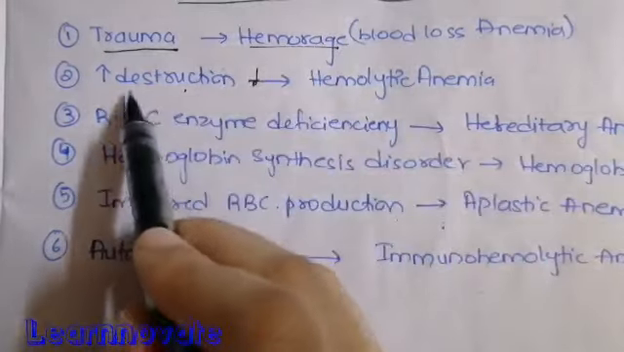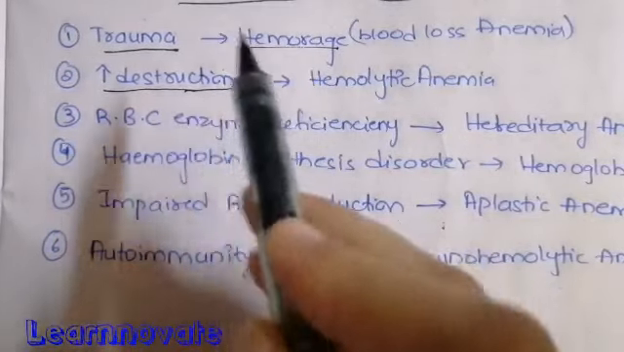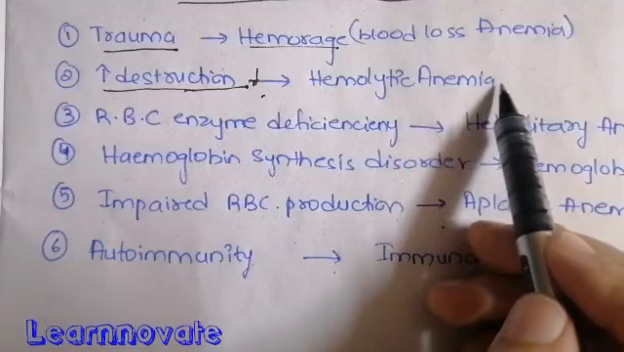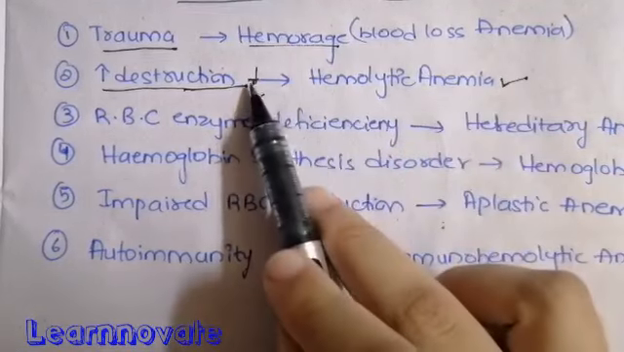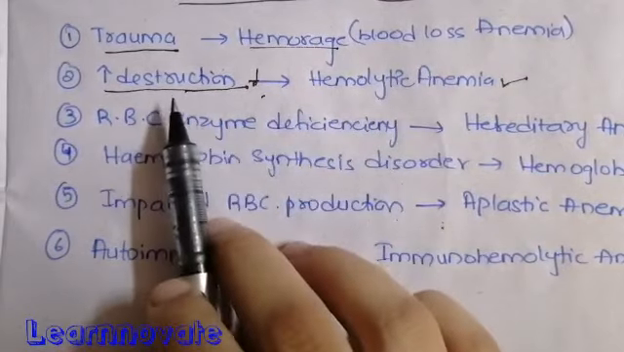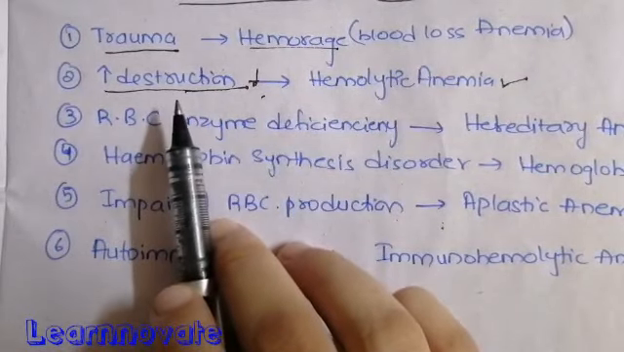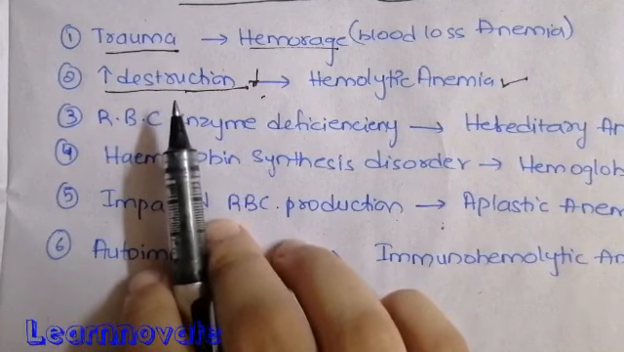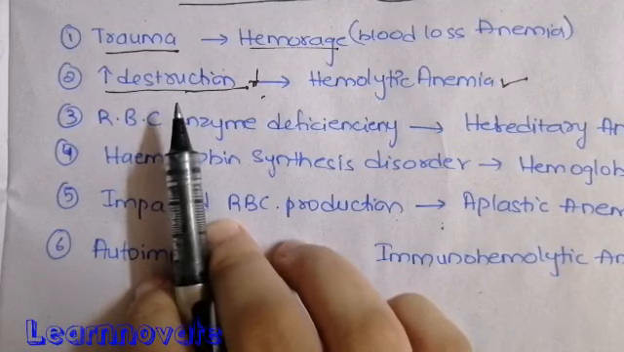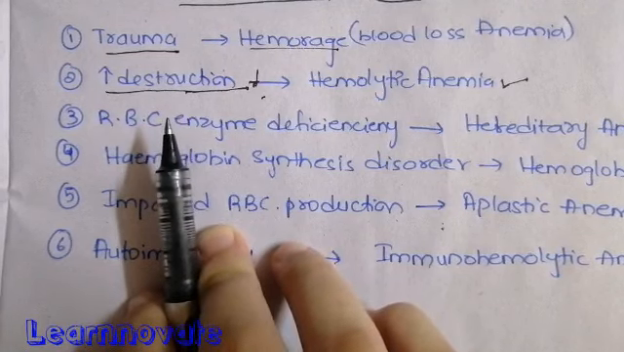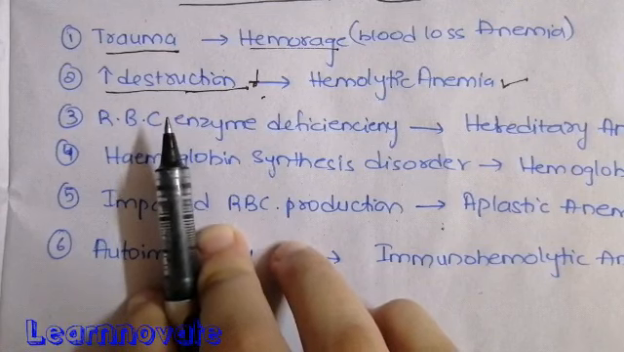Now we are going to discuss how the increased destruction of RBC will cause hemolytic anemia. Okay, so the point we have to remember is that increased destruction of RBC can cause hemolytic anemia. Now what are the conditions when there is an increased destruction of RBC? There are certain conditions in which the RBC destruction increases, and these conditions occur when there is an abnormal formation of RBC, an abnormal shape of RBC. So that's why it cannot go through the spleen, it cannot go to the blood vessel and is destroyed easily.